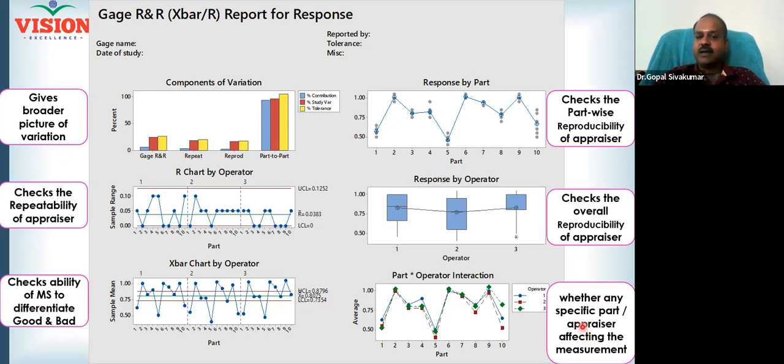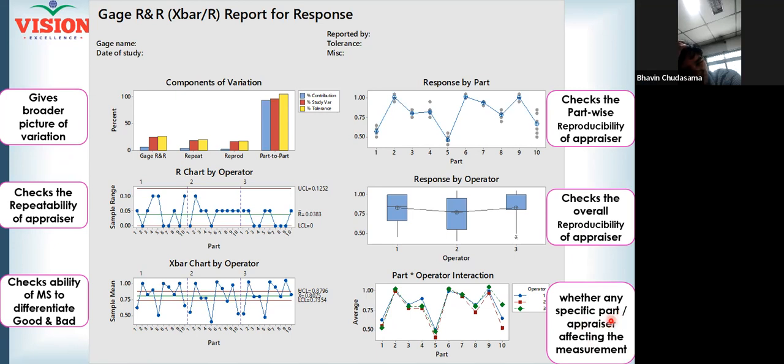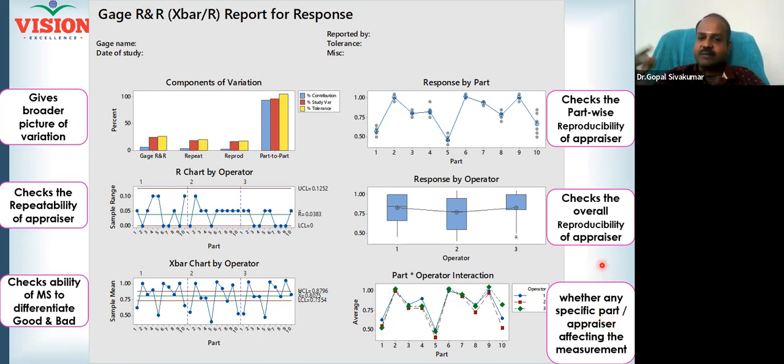And this checks whether any specific part, any specific appraiser is affecting the measurement, which means I am doing very well, but specific part number, I struggle. I teach all the topics very well, but specific topic, I'm struggling to teach. That means that topic has got some influence in my ability to teach. Do you get my point? Similarly, the product that you are currently measuring has got some ability to disturb you. So you should equip yourself a little more to handle such parts, right? So these are the things.